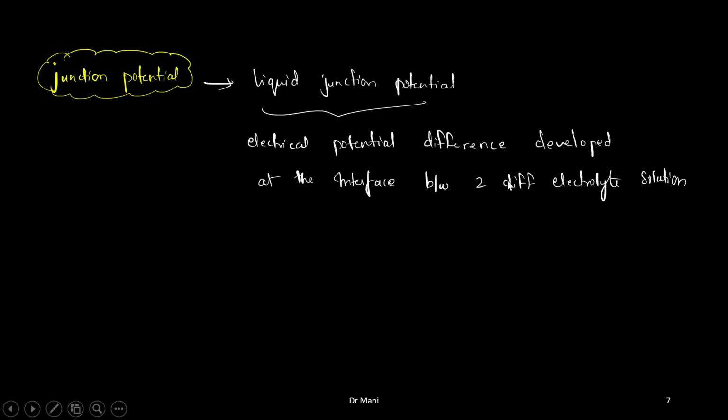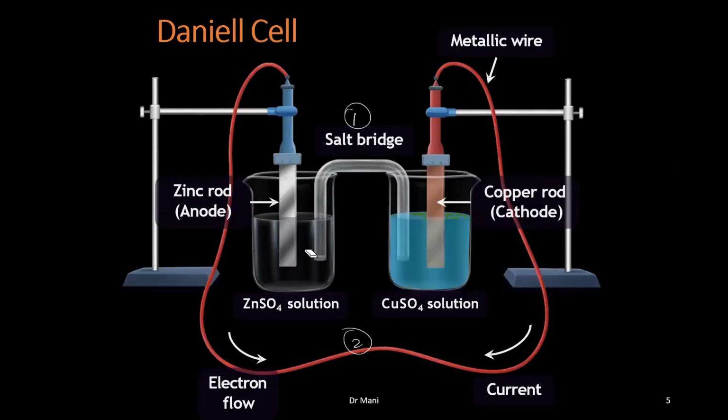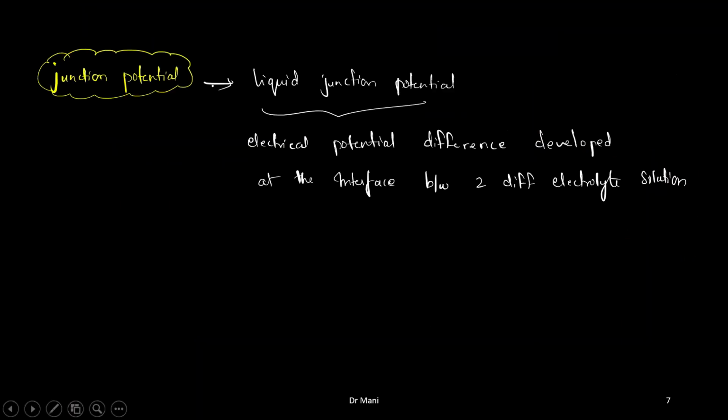Is this point clear? What is the meaning of junction potential? It's also called the liquid junction potential. This is nothing but the electric potential difference developed in this salt bridge, which is present between these two different electrolyte solutions. Suppose this one has a different electrolyte potential, and this one has a different electrolyte potential. These two differences will create a certain potential at this salt bridge, so we call it the junction potential, or the potential present in this salt bridge.